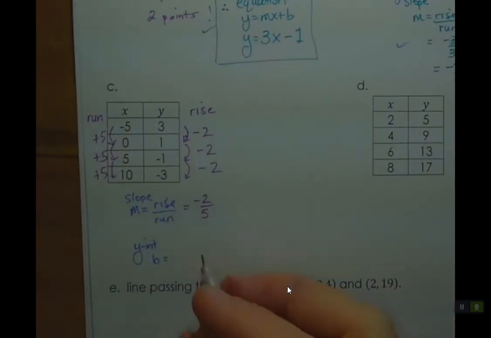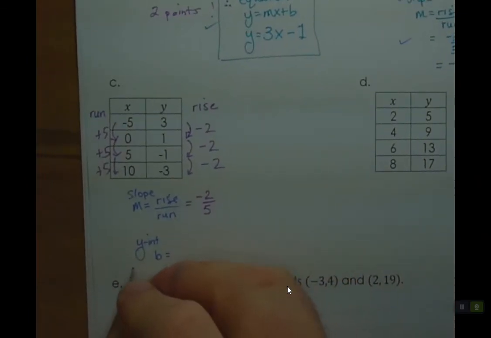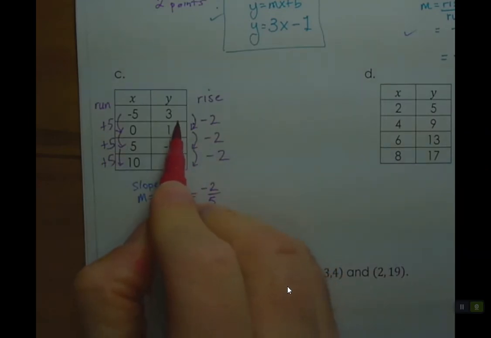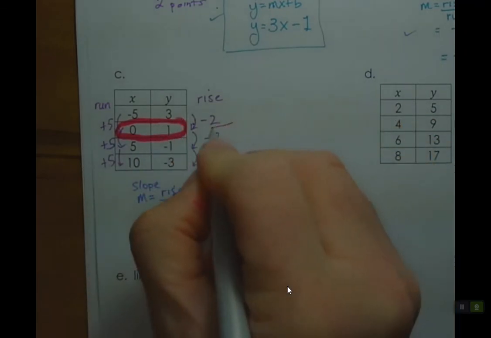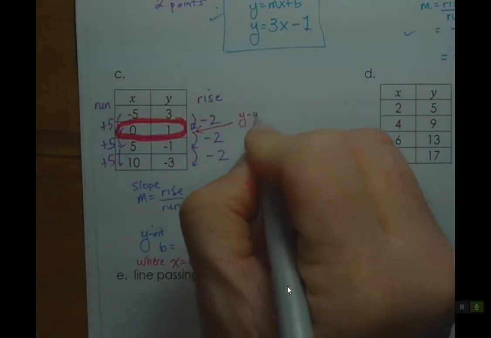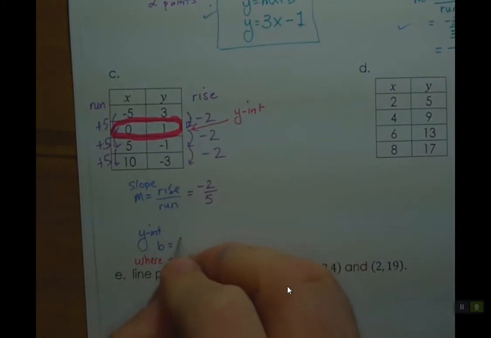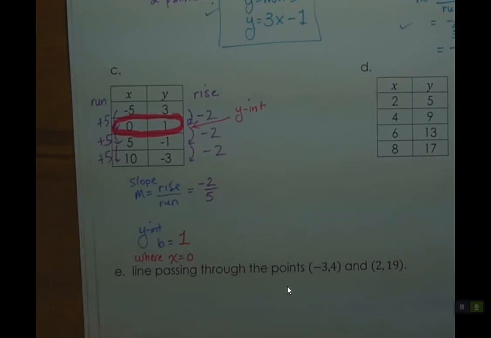Well, my y-intercept is where x is equal to 0. Well, on that graph, in that table, do we see where x equals 0? We sure do. It's right here. My y-intercept there is 1. It's wherever x is equal to 0, what's the value of y?